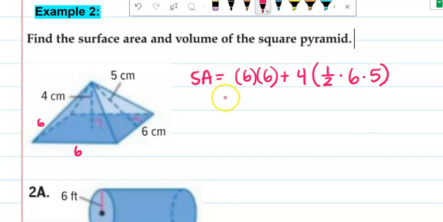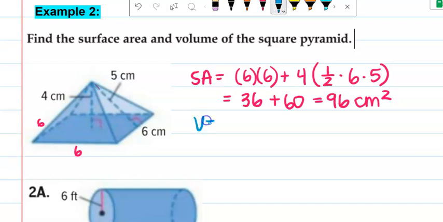Okay, so 6 times 6 would be 36. 6 times 5 is 30. Half of 30 is 15. Times 4 is not 90, 60. Okay, and then add those together. 36 plus 60 would be 96, and our units would be centimeters squared.